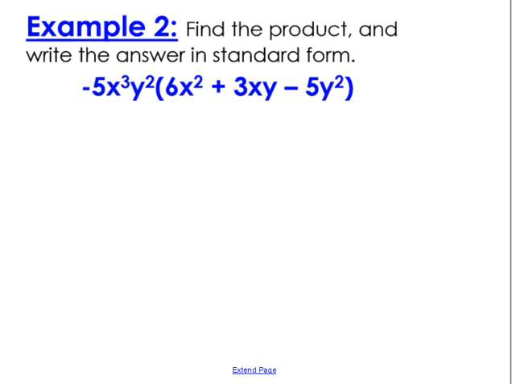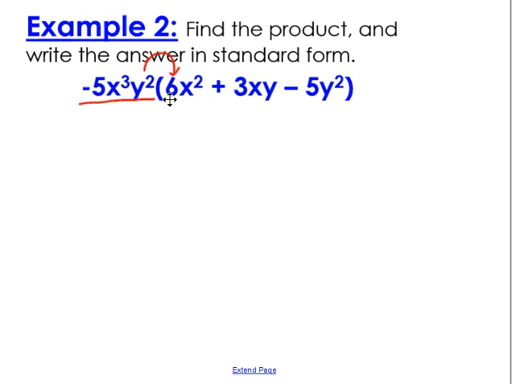Let's try one more. Looks a little more complicated, but it's the same concept. It's just got more variables in it. So this is one term because it's not separated by a plus or minus. So this is still a monomial. This monomial is getting multiplied times everything in here. So let's start with this term.